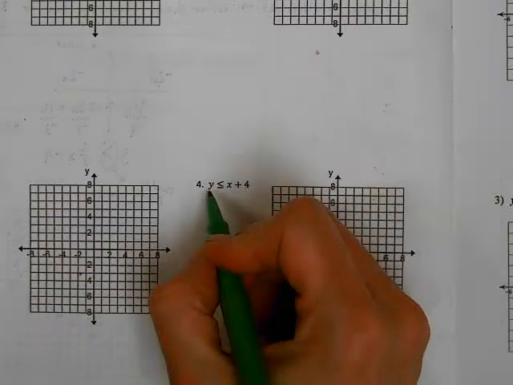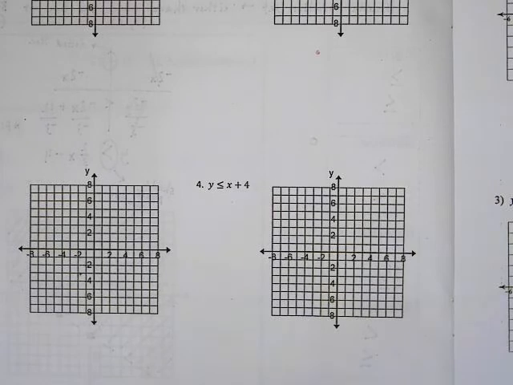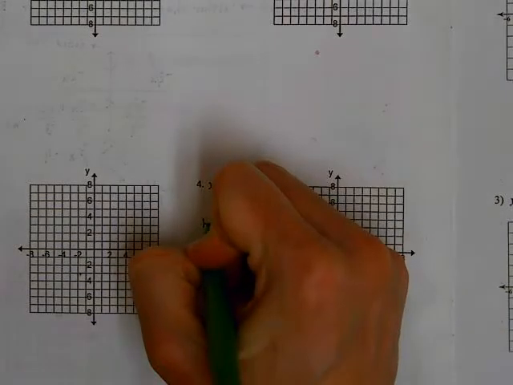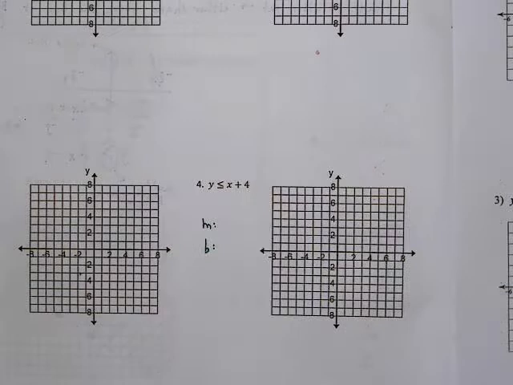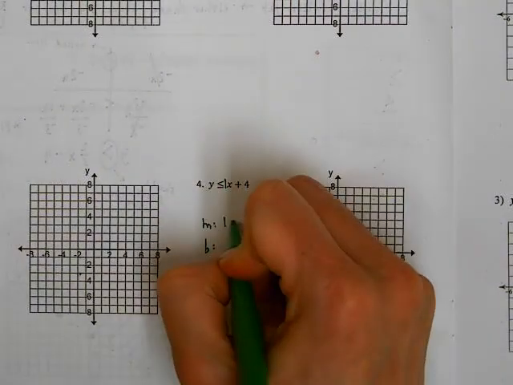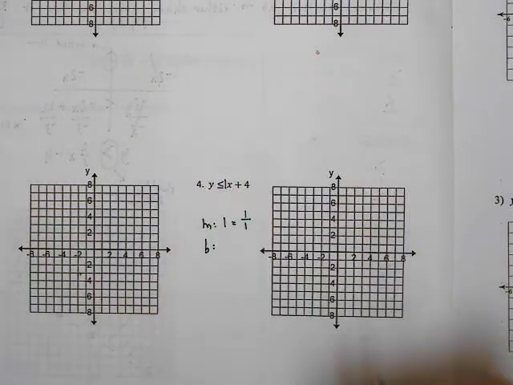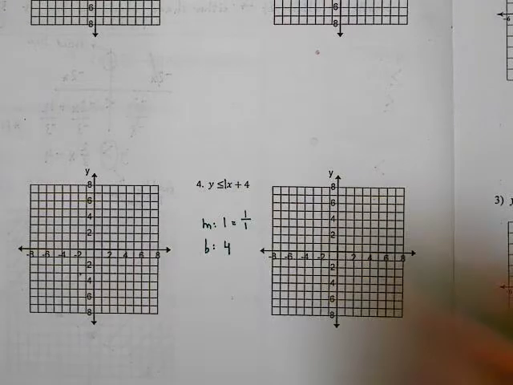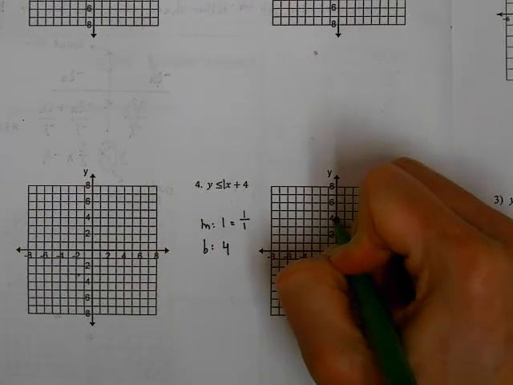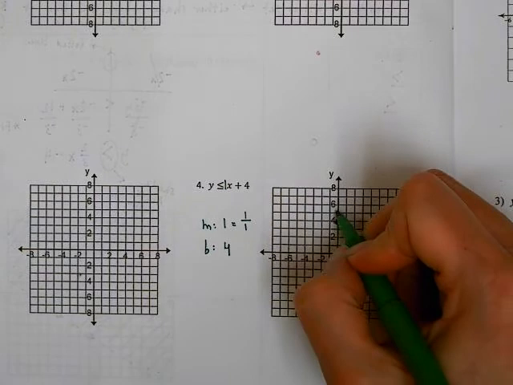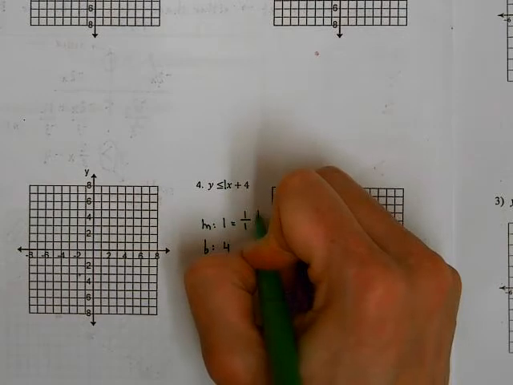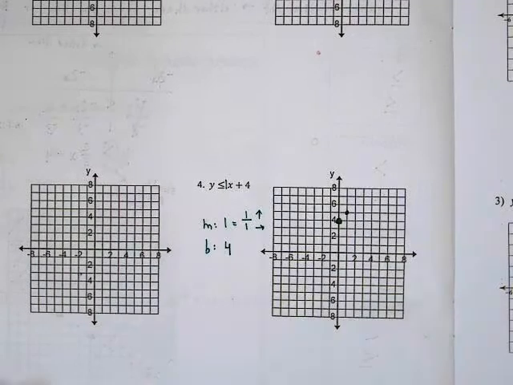So in number 4, my y is already isolated. I'm done with step 1. Step 2, I know I need my m and my b so I can start plotting points. My m in this case is the 1, so my slope is 1 over 1. My b is a positive 4. So I'm going to go ahead and plot my b value at positive 4. And I'm going to plot another one by rising 1 and running to the right 1. So up 1 over 1.